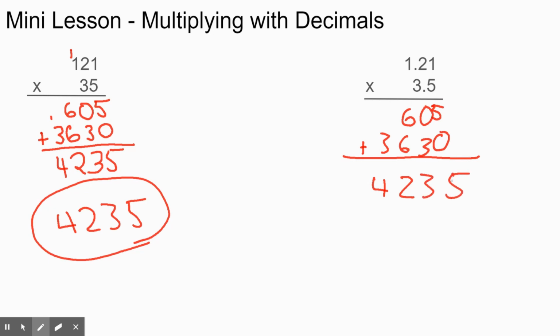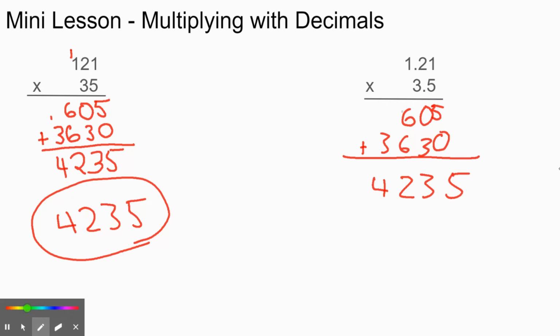Now, this is where it gets a little bit different. Obviously, 1.21 and 121 are very, very different numbers. It doesn't make sense that if we multiplied something that's kind of close to 1 and something that's kind of close to either 3 or 4, whichever way you want to think about it, such small numbers would give us such a big number. So that means we have to do one more step.